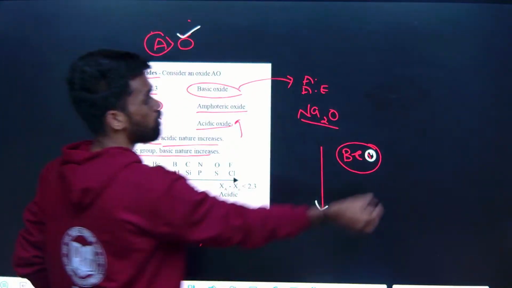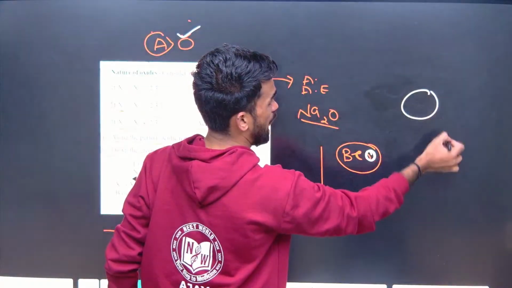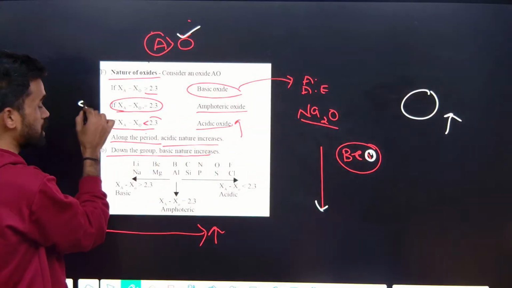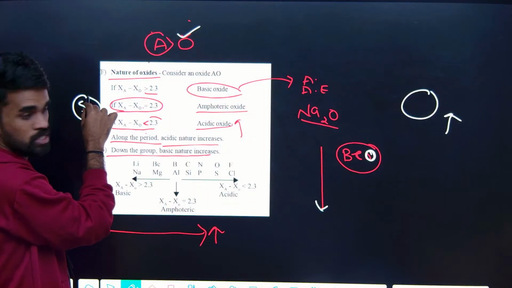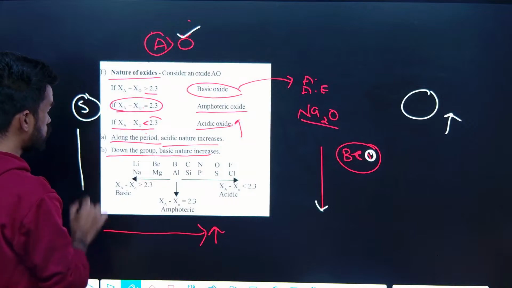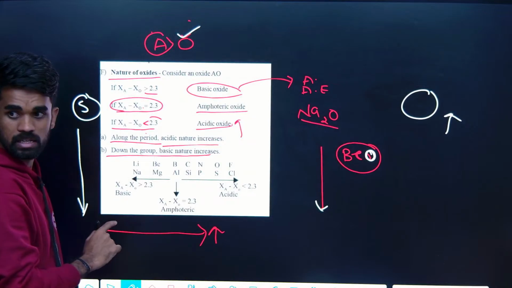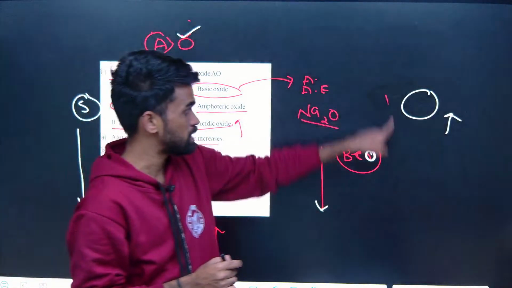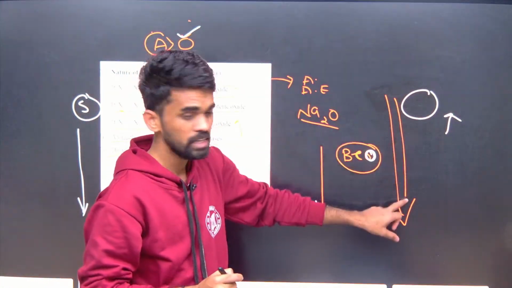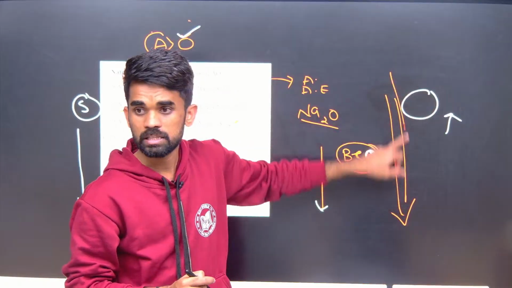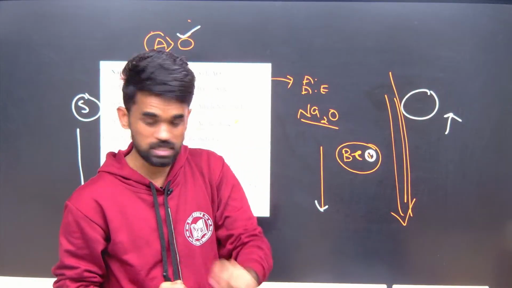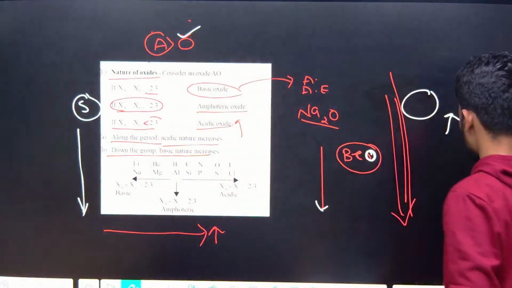Remember, p block element oxides are acidic in nature. s block element oxides are basic in nature, the exception I told you being beryllium oxide. So down the group the basic nature of oxides increases, and the acidic nature of oxides decreases. Why? Electronegativity decreases down the group, so their acidic nature also decreases. You got these statements now. Now try to answer these questions.